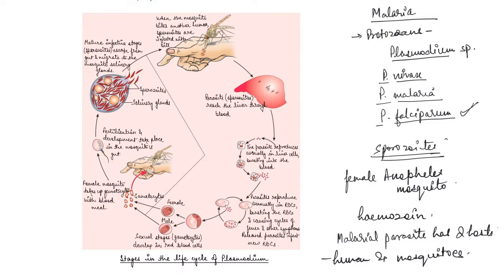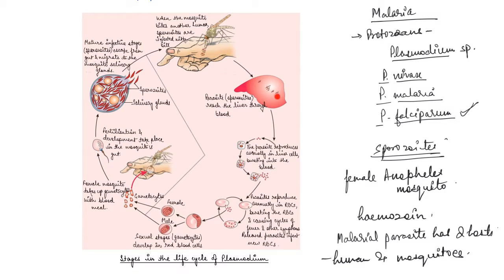So what you're seeing here is the life cycle of Plasmodium. When the mosquito bites a human, and this mosquito is already infected, it is a vector, the sporozoites are injected with the bite.